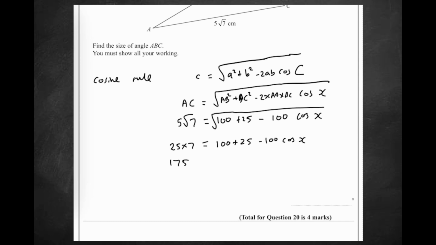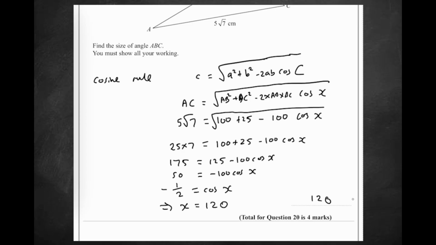That's just going to be 175 equals 125 minus 100 cos x. We're going to take the 125 onto the other side. I'm really hoping this comes to a nice number because at the moment I don't have a calculator available. So we're going to have 50 equals minus 100 cos x. It looks like it is. Divide through by minus 100, we're going to have minus a half equals cos x. And therefore, x is 120 degrees, from knowing how the cosine graph works.